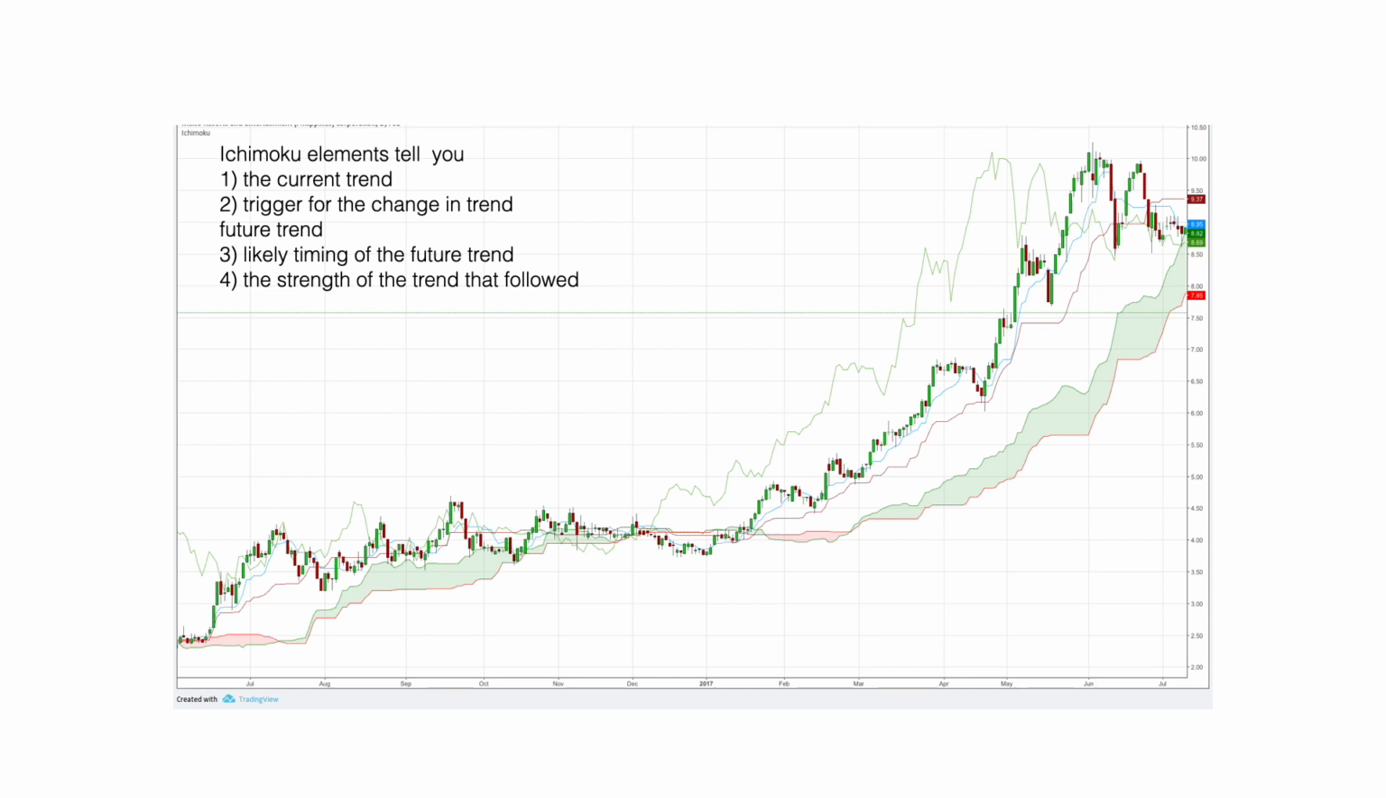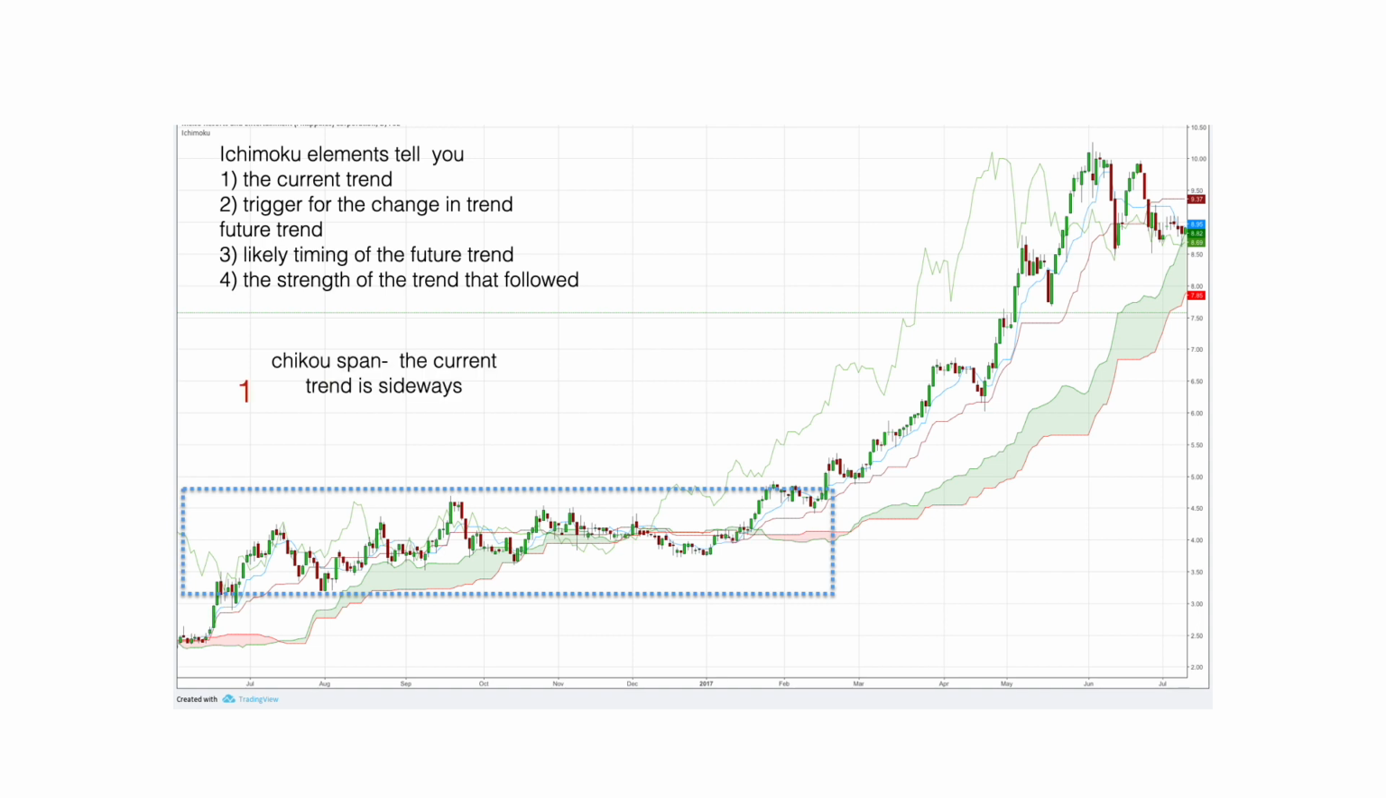Ichimoku tells you the following things. First, the current trend. This boxed area is the same consolidation box in the traditional chart shown earlier. In Ichimoku, this range is defined by the Chikou span, or the green line. Second, the trigger for the change in trend. The Chikou span breakout and the Tenkan-sen and Kijun-sen crossover above the Kumo is the trigger.